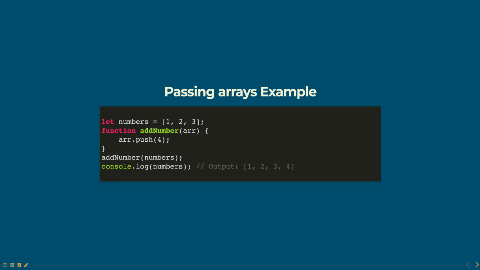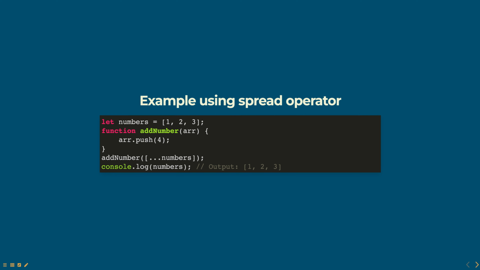To avoid these issues, it is a best practice to use the spread operator or the slice method to create a copy of the array before passing it as an argument to a function. In this example, the spread operator is used to create a copy of the numbers array before passing it as an argument to the addNumber function. So any changes made to the array inside the function will not affect the original array.